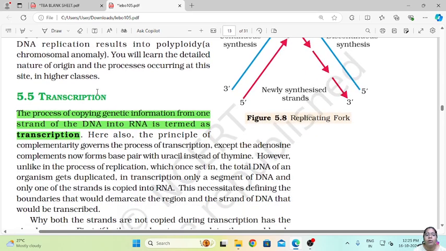Now let us see the process of transcription. Transcription, the process of copying genetic information from one strand of the DNA into RNA, is termed transcription. So from the DNA, the genetic information is transferred into a single strand, that is the RNA, and this is termed transcription.